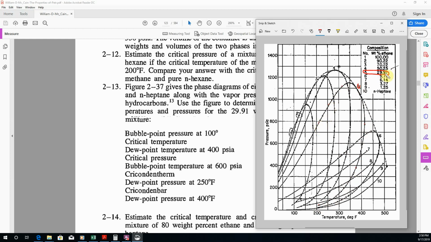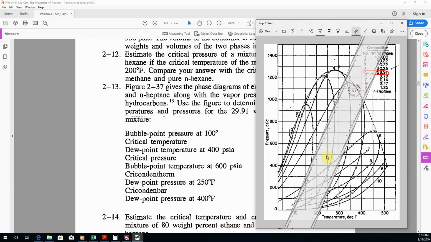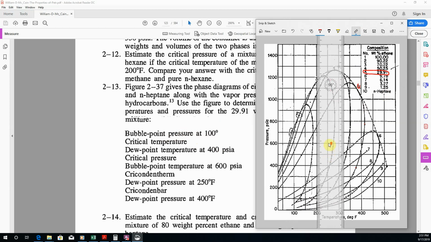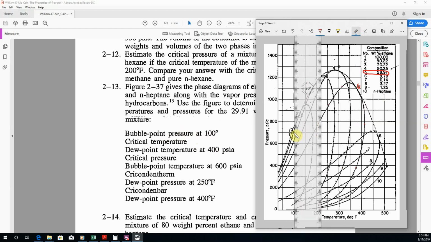So that's the 29.9 weight percent of ethane in a mixture with heptane. So the heptane would be the opposite side of that. So this is a little bit heavier side. So question 1, let's find the bubble point pressure at 100 Fahrenheit. So let me see if I can throw a ruler up there. Let me get it vertical, nice. So 100 degrees Fahrenheit, we're looking right about here.